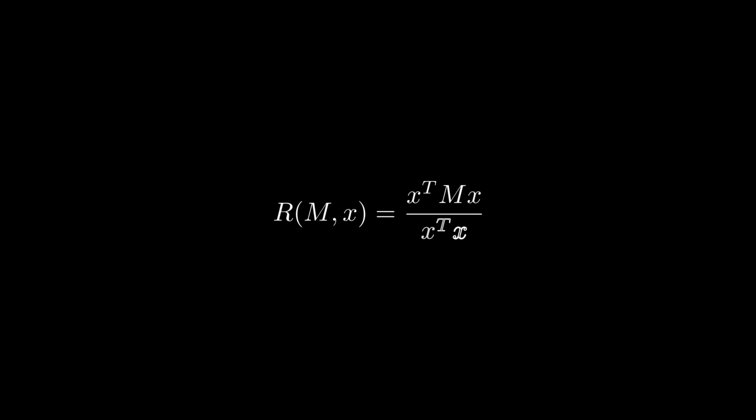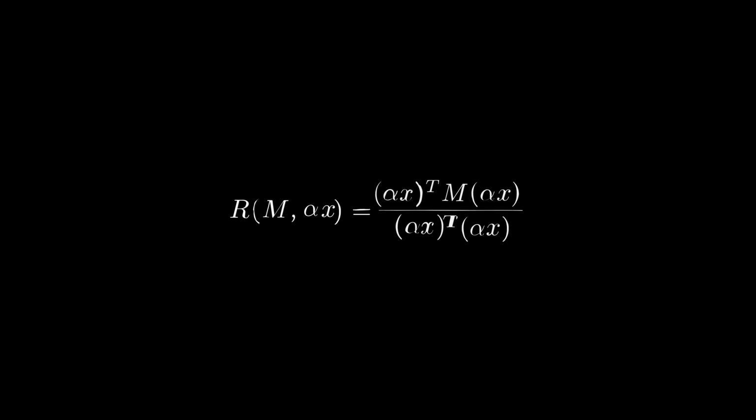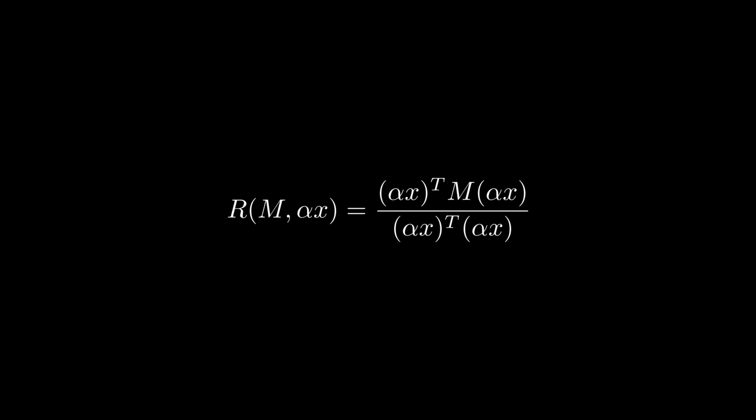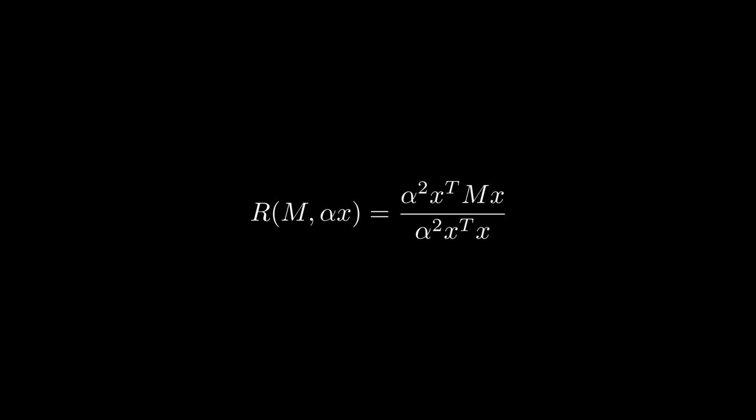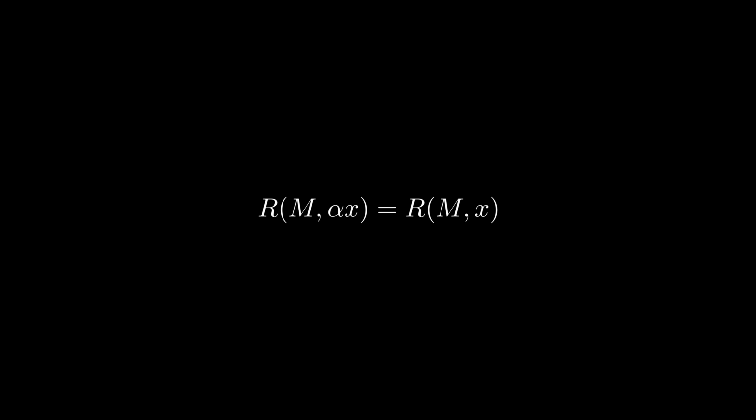One important property of the Rayleigh quotient is that it is homogeneous. If we scale our vector x by some non-zero scalar alpha, we can factor out alpha squared in both the numerator and the denominator, and our equation simplifies to the definition of the Rayleigh quotient. So no matter how we scale x, the Rayleigh quotient remains the same. It only depends on the direction of x, not its length.